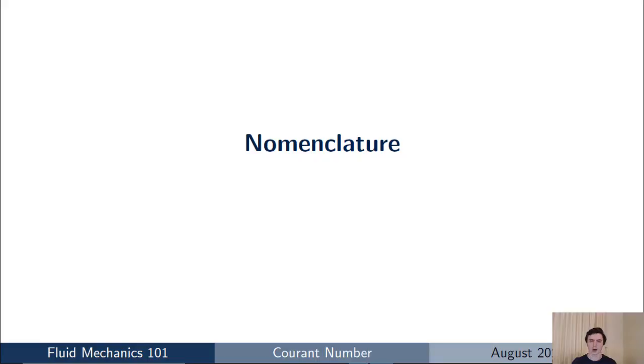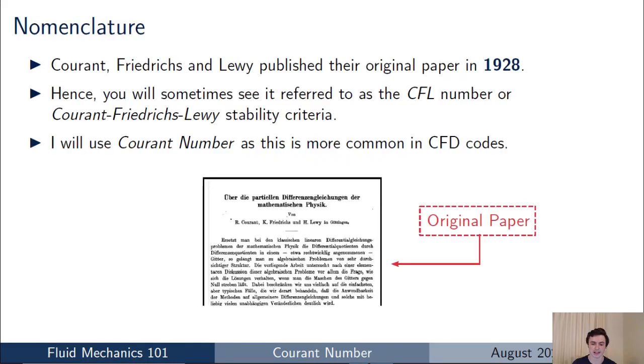Here we go. So before I jump into the talk today, what I want to do is just briefly mention some of the nomenclature that I'll be using in today's talk, because it might clear up a few things for some of you listening. The first thing to note is that Courant, Friedrichs and Lewy published their original paper in 1928. And as a result of this, you'll sometimes see the Courant number referred to as the Courant Friedrichs Lewy stability criteria, or the CFL number for short. And this is just an alternative choice of notation to the Courant number. They all mean the same thing.